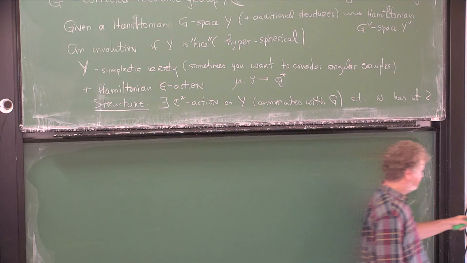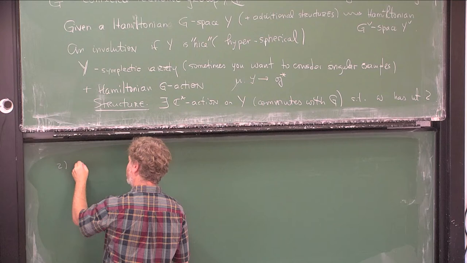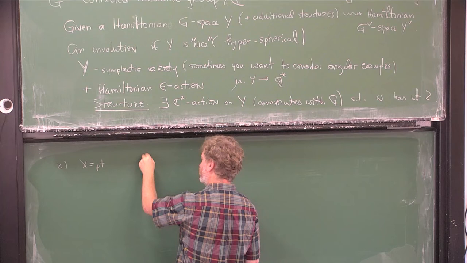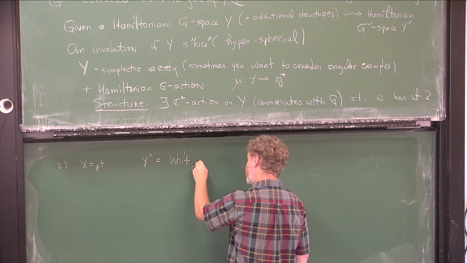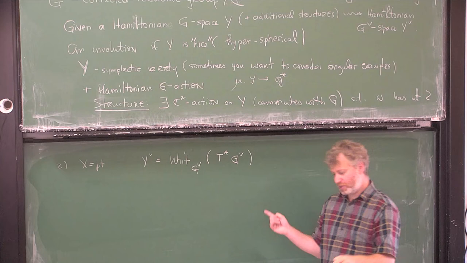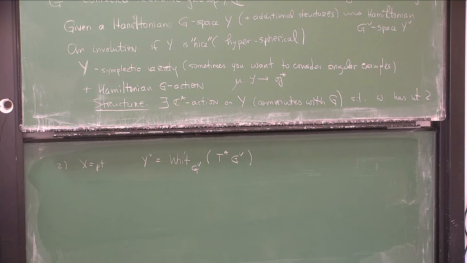Come back to the example when X is a point, and then Y check is going to be the Whittaker reduction for G check of the cotangent bundle of G check. The cotangent bundle of G check has two G check actions, left and right. We pick one of them, it doesn't matter which one, and then we do this procedure for just one of those actions, and then we're still left with the other.